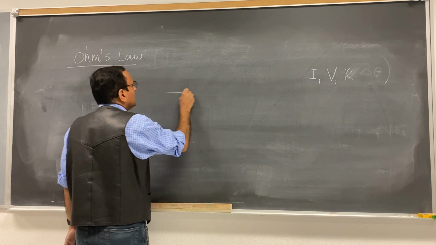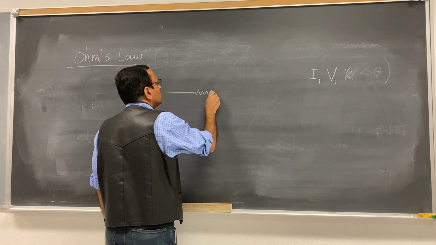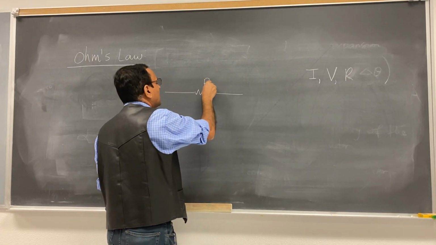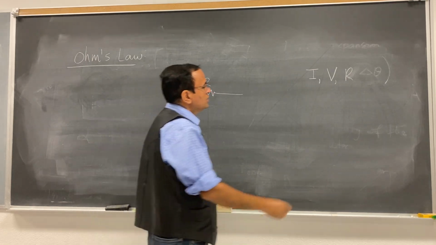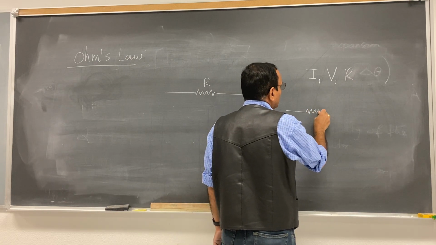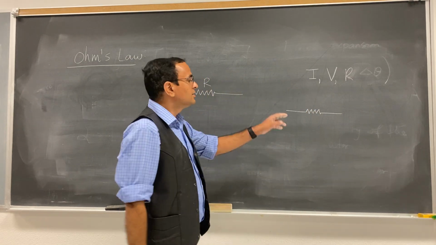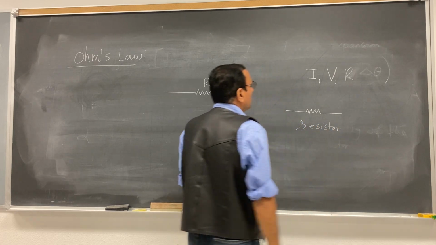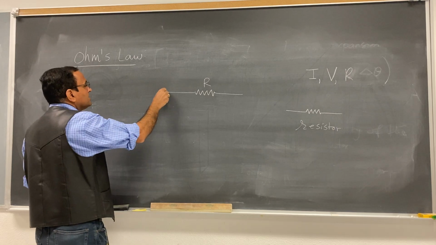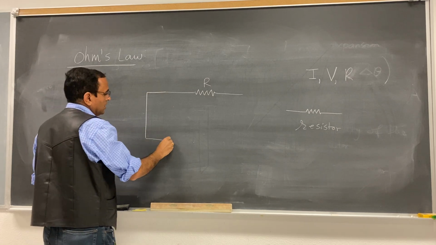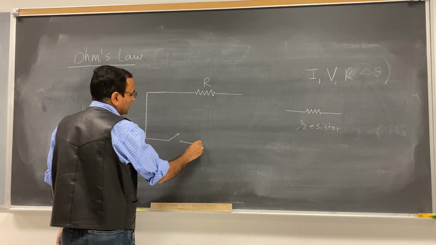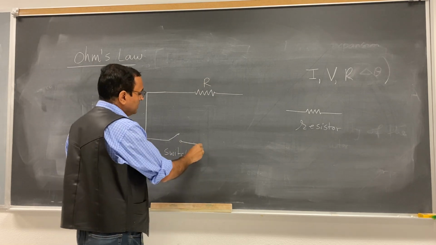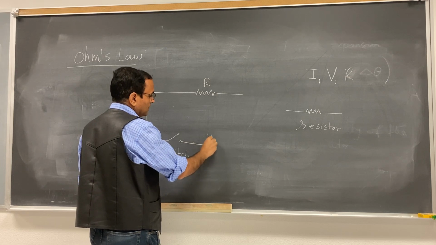Look at this. Let us suppose this is your resistor, having resistance R. This is how you represent a resistor. If you have to draw resistors, you draw it like this. This is a resistor. And this resistor is connected to the switch, and this is connected to the battery.